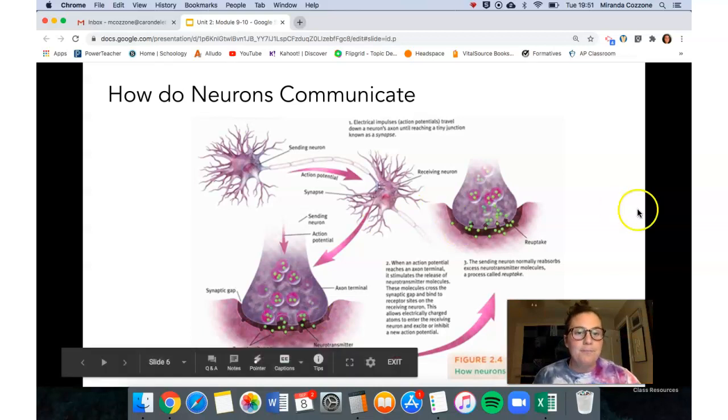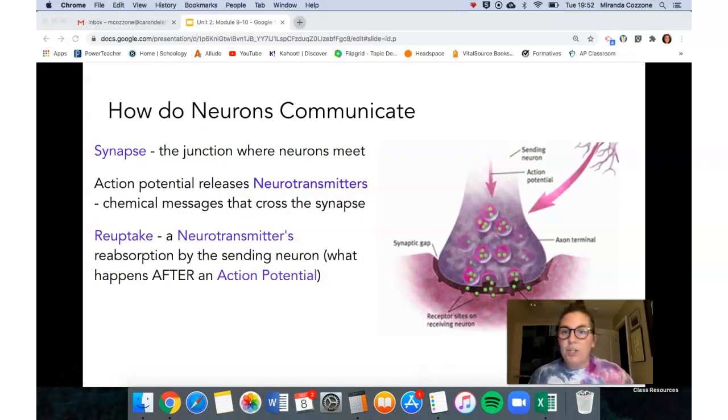neuron down the line. Reiterates everything that we just talked about. Okay, the synapse or the synaptic gap is this space right here where the neurons meet as close as possible to release the neurotransmitter. The neurotransmitters are these chemical messages that cross the synapse. And do note that there's this thing called reuptake, and that's a neurotransmitter's reabsorption by the sending neuron. Okay, so AKA what happens after the action potential.